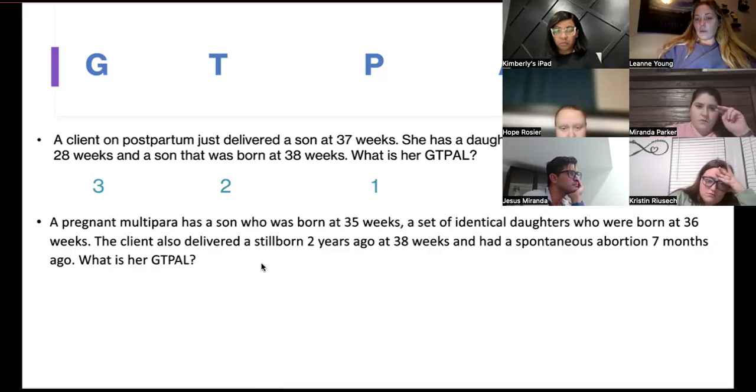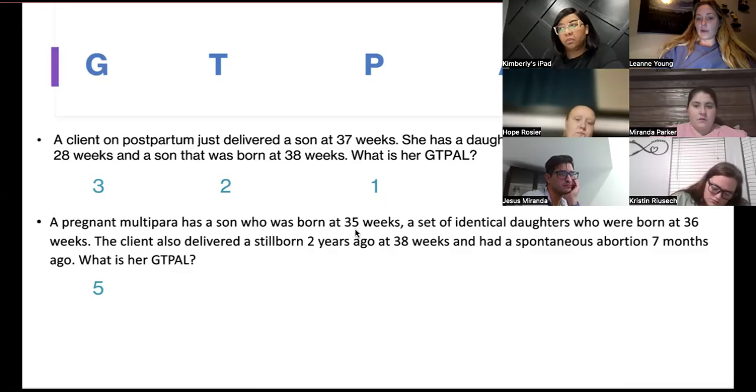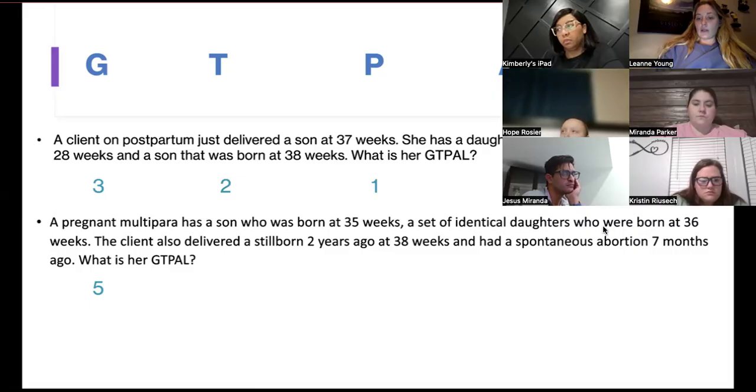So this is where twins get a little confusing. She's been pregnant here 5 times. So she's currently pregnant, so that counts as 1. She had a son who was born at 35 weeks. That's her second pregnancy. A set of identical daughters who were born at 36 weeks. So with a twin pregnancy, you still only count that as 1 pregnancy.